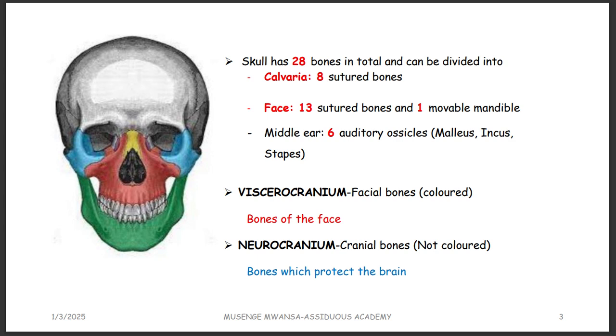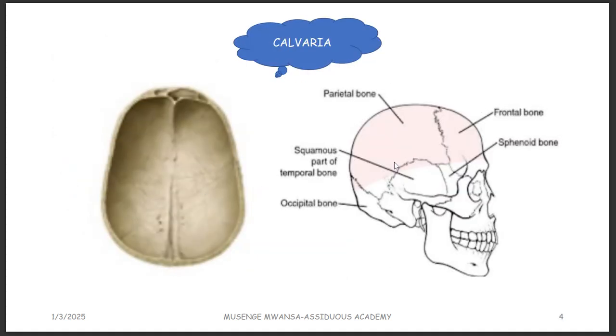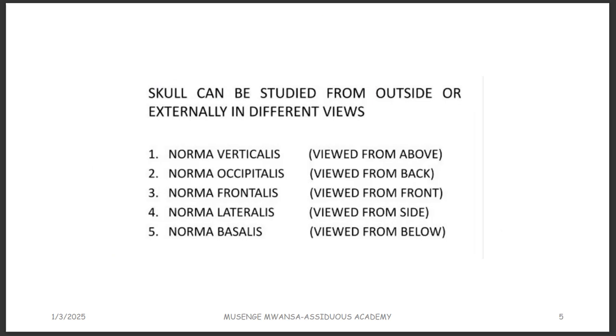Generally, the bones of the skull, we can divide them into the viscerocranium and the neurocranium. The viscerocranium is covering the face, and these are the bones we can see in color. While the neurocranium, these are the bones that cover and protect the brain. This is the one that is not colored. The calvaria is just a part of the neurocranium, just the top part of the skull that is going to enclose the brain. That's what we call the calvaria.